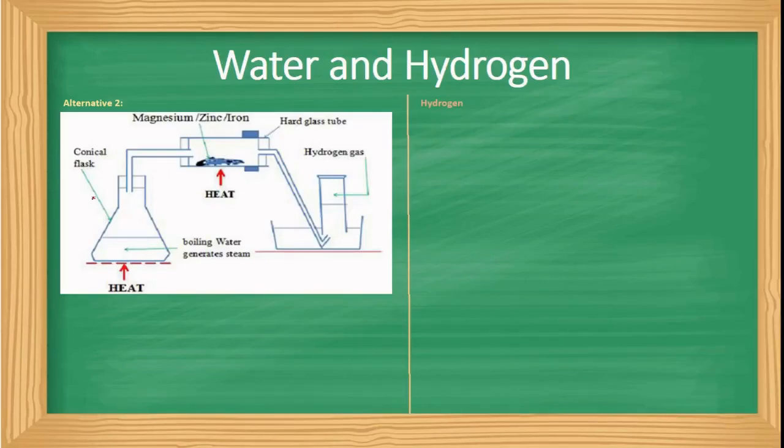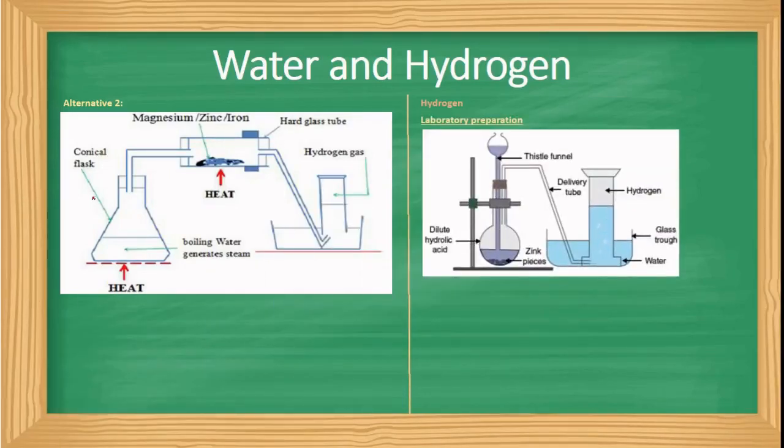So good, we are done with water. Let us now look at hydrogen as the next subtopic in this topic. We start by looking at the preparation of hydrogen. In the setup I'm displaying here, dilute hydrochloric acid is being brought down to the flask containing zinc granules or zinc pieces.